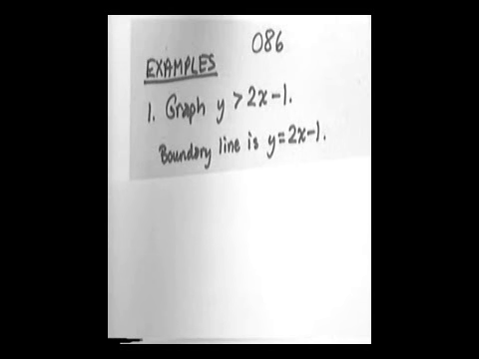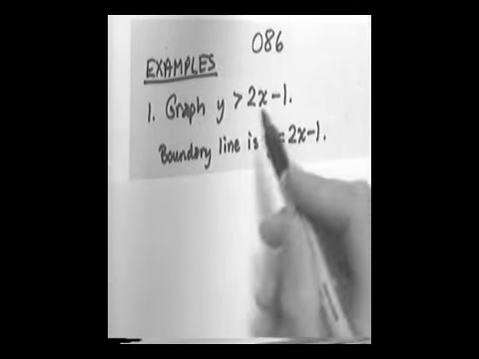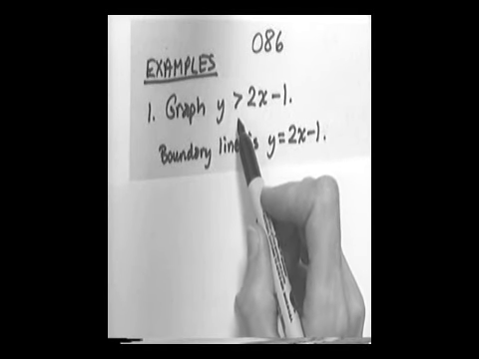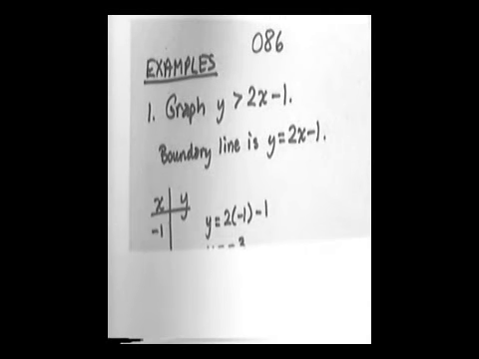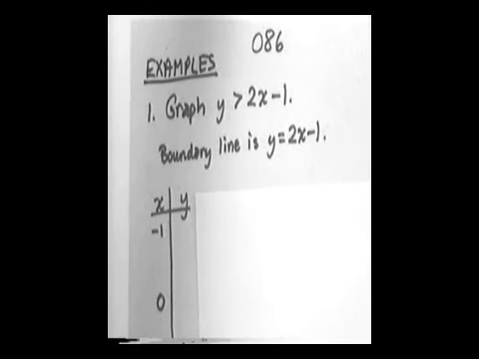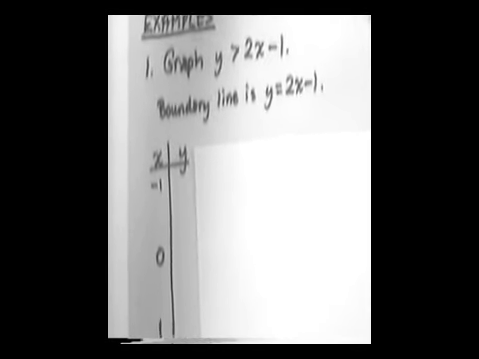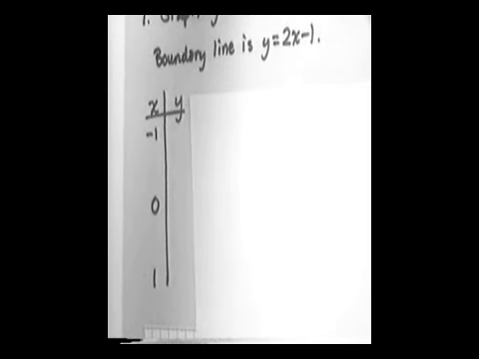The third step in our procedure is to graph the boundary line. We will draw the boundary line as a dotted line because the inequality symbol is simply greater than. It does not have the equals part. So our task is to graph y equals 2x minus 1. We make our table of values, and the values I've chosen for x are -1, 0, and 1, just to get easy values.